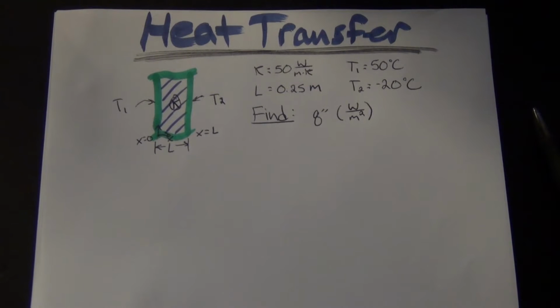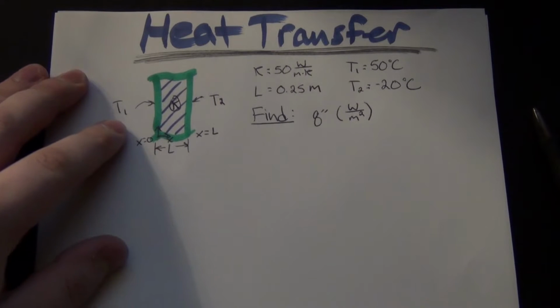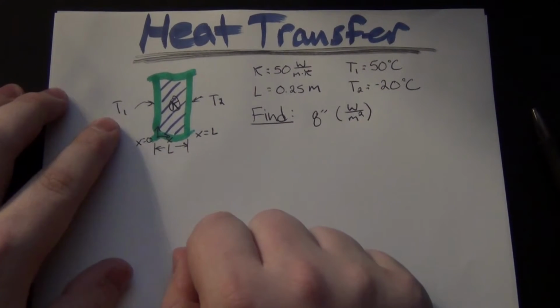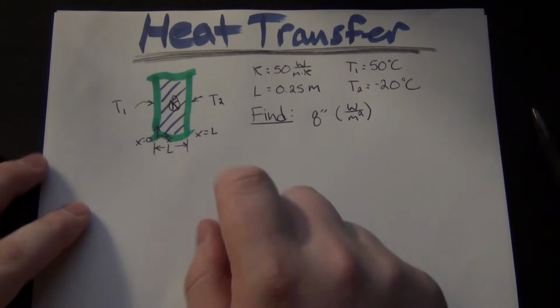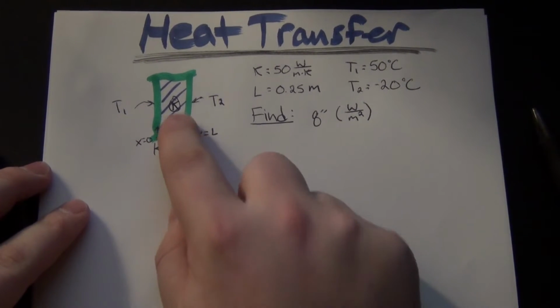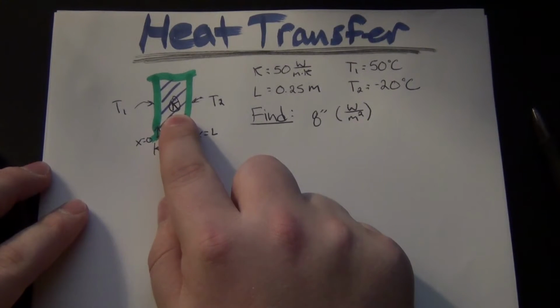Hey everyone, this is Andrew, and in this video we're going to cover a basic heat transfer problem, in particular this one right here. So what we have is a plane wall, which is at a temperature T1 over here, temperature T2 over here. It is L thick, and it has a thermal conductivity of K.